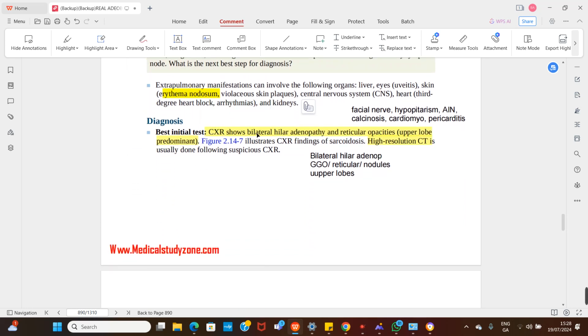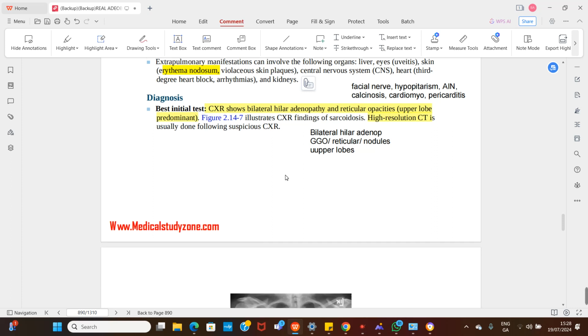And what are you going to see? Bilateral hilar adenopathy with reticular opacity, usually in the upper lobes. Of course, this is one of those interstitial lung disease causes, so the reticular opacities are not unexpected.